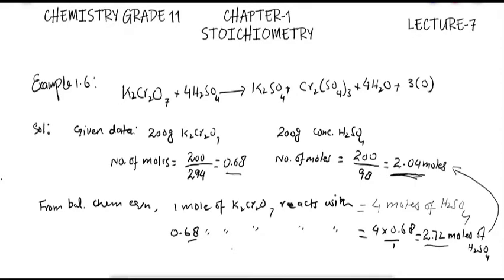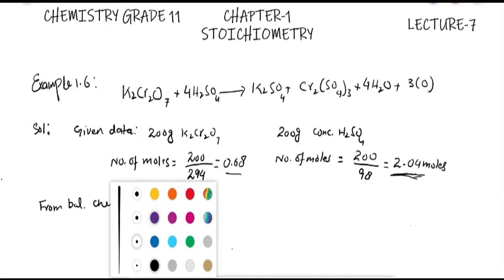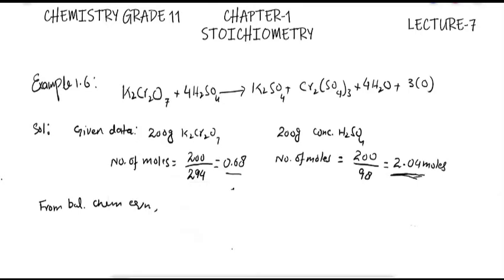Now let's see this from another angle. If we do the calculation from the number of moles of sulfuric acid, from the balanced chemical equation, we know that 4 moles of sulfuric acid will react with 1 mole of potassium dichromate.